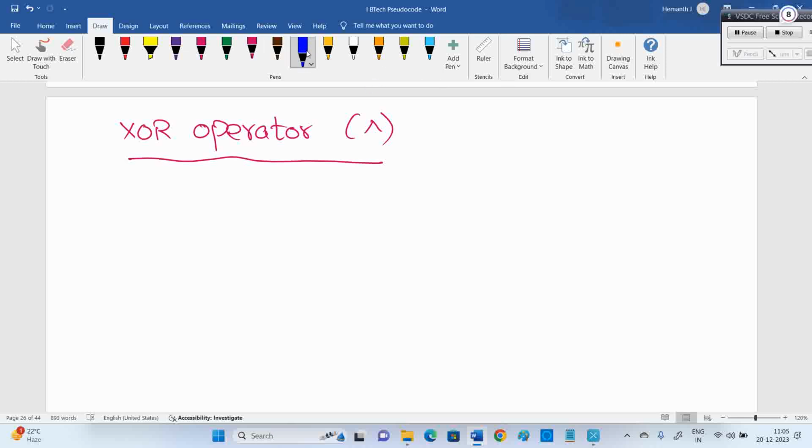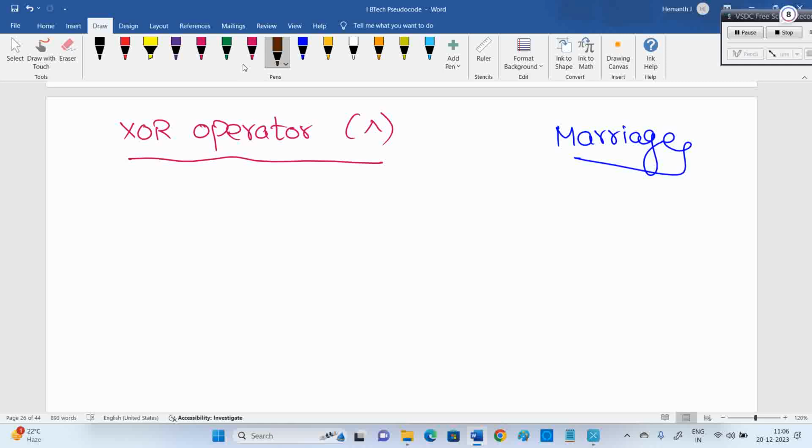See, the XOR operator is like marriage. Generally, marriage means one male and one female. Maybe recently the courts have allowed a lot of other things, with permissions and all, but that's secondary. In general, the XOR operator: when there are two different things, then marriage. That's one male, one female.